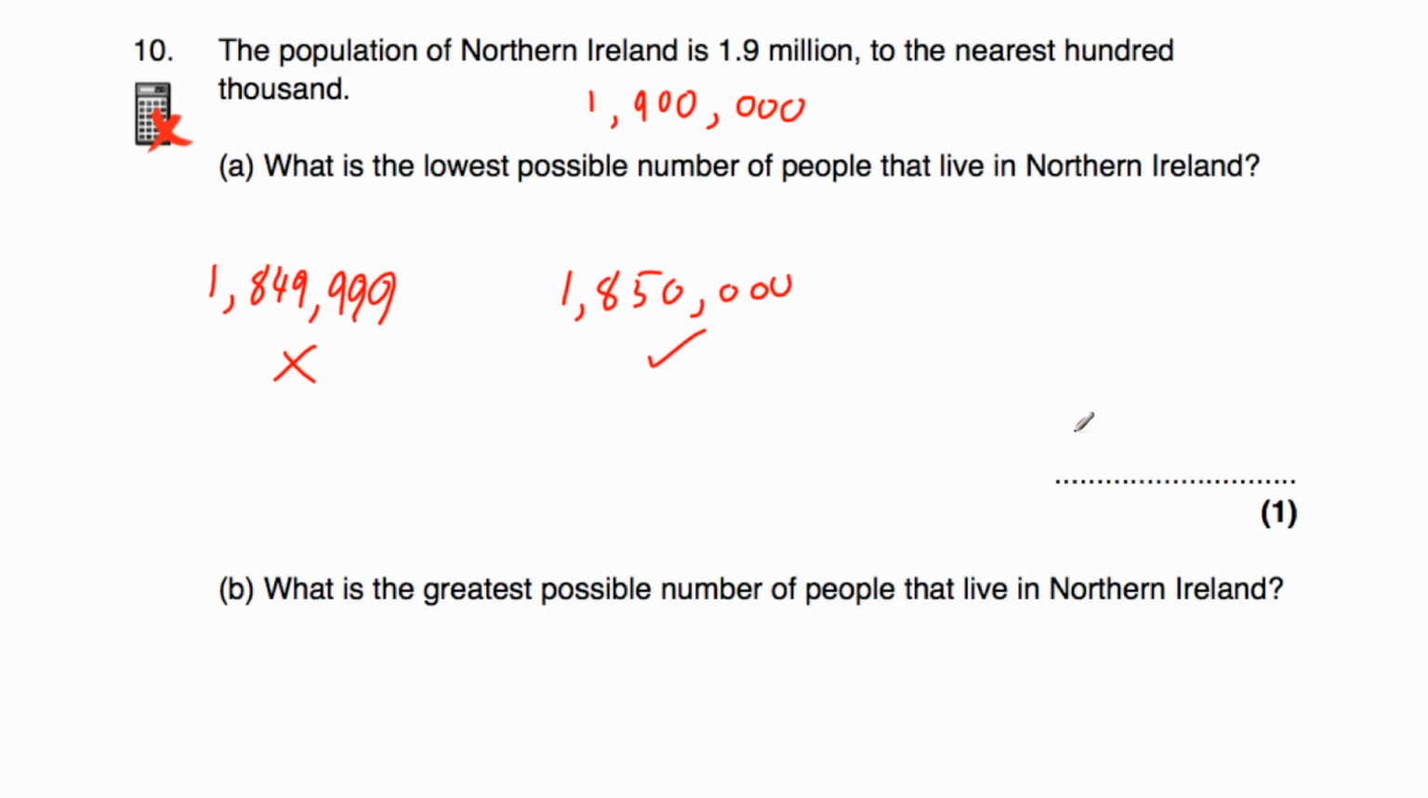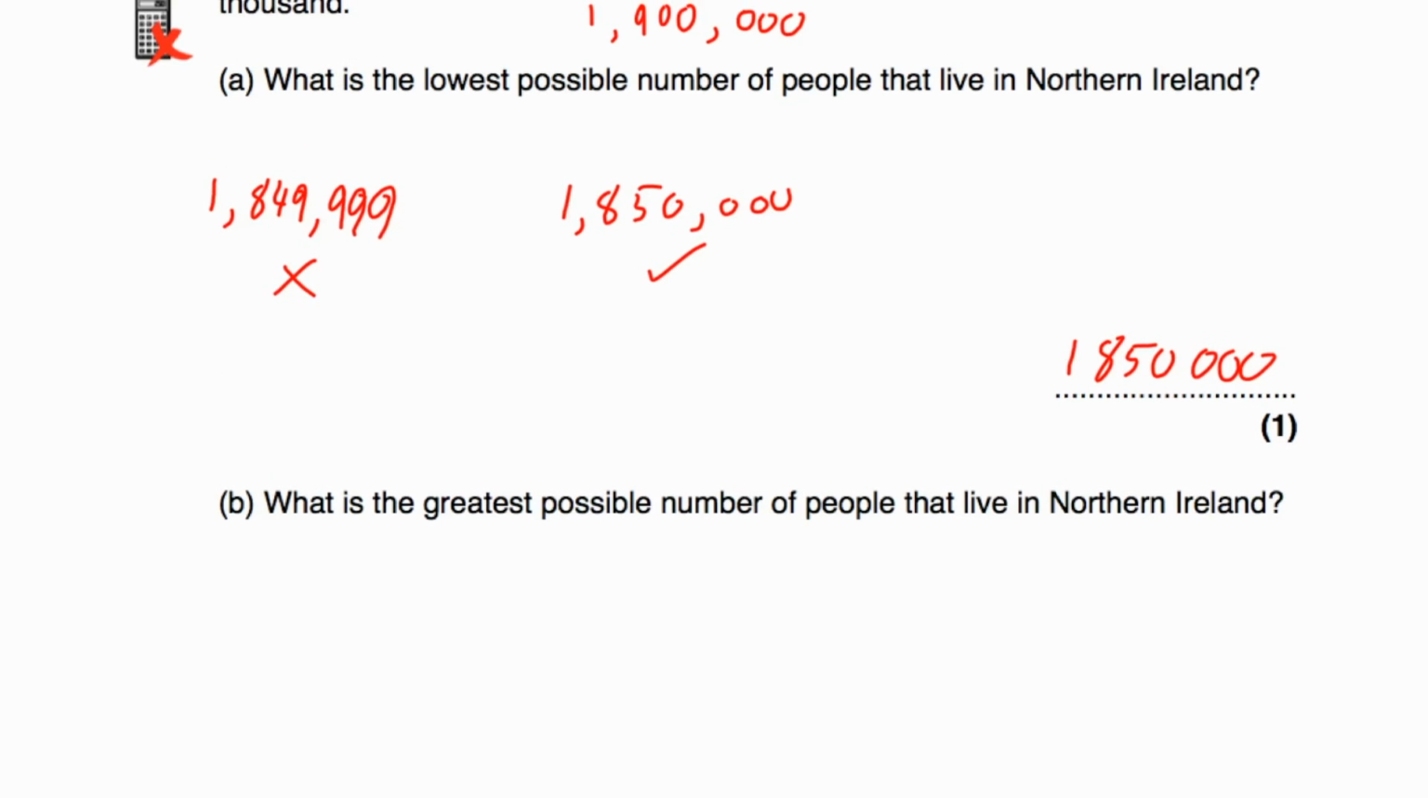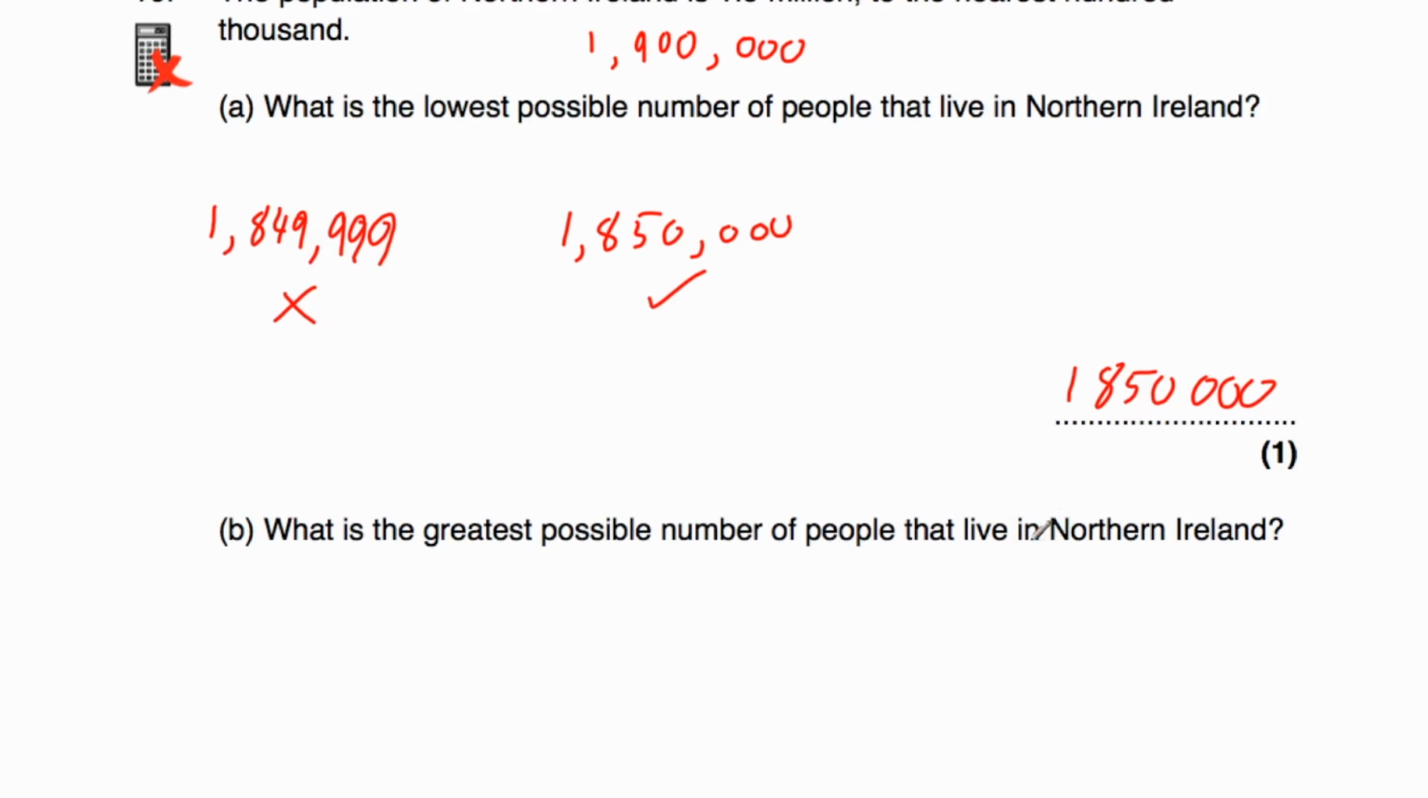So our lowest possible amount of people would be 1,850,000. Okay, part B. Part B says what's the greatest possible number of people that live in Northern Ireland. So it's been rounded to the nearest 100,000 to be 1.9 million or 1,900,000. So it couldn't be 1,950,000. And the reason is, if we rounded that to the nearest 100,000, it would round up to be 2 million. So it can be the number just one lower than that.